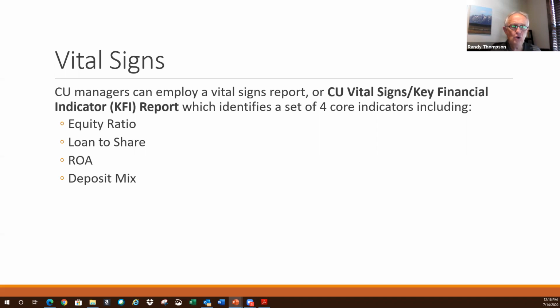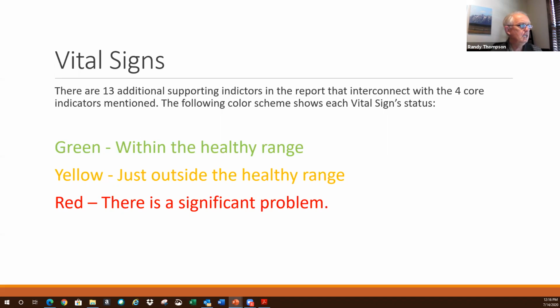In addition, we have 13 supporting indicators that help explain why those 4 are doing well or not. Also, we were able to identify ranges like the 120/80 so that we can say, are you in the green zone, healthy, everything's fine, 120/80? Are you in the yellow zone, 130/90? Okay, we're slightly out, it can still be handled. Or are you in an area where there's a significant problem where you're in the red zone?